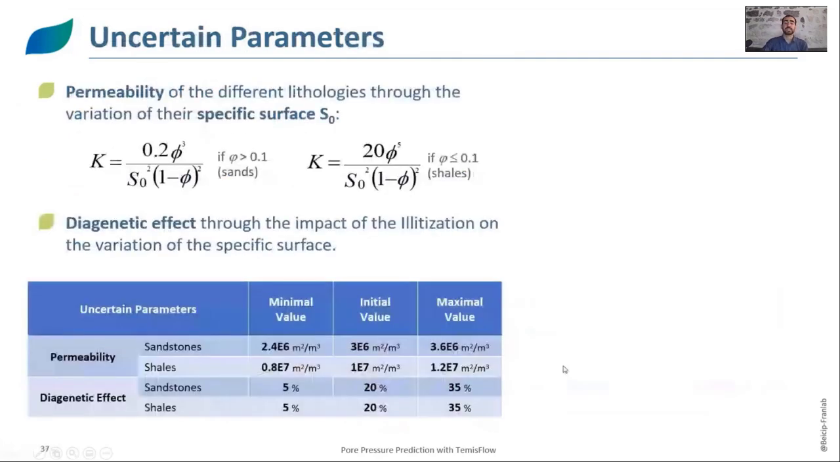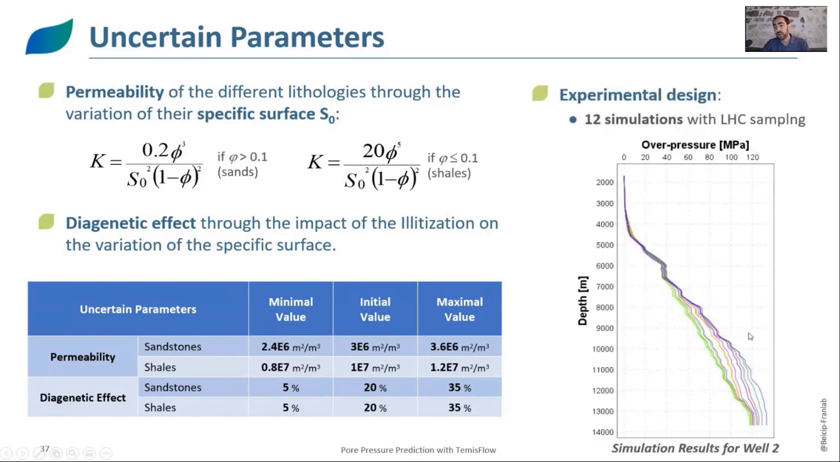So in this case, the parameters that were defined as uncertain are the permeability of the sand and the shales. This is done through the definition of their specific surface, which varies by an order of 20%. We also made the diagenetic effect vary by 15%, so here we made the impact of the elitization on the variation of the specific surface vary. Through the elitization process, the specific surface will increase less, so it decreases the permeability more or less. Once we have defined that range, we launch the 12 simulations that are needed.